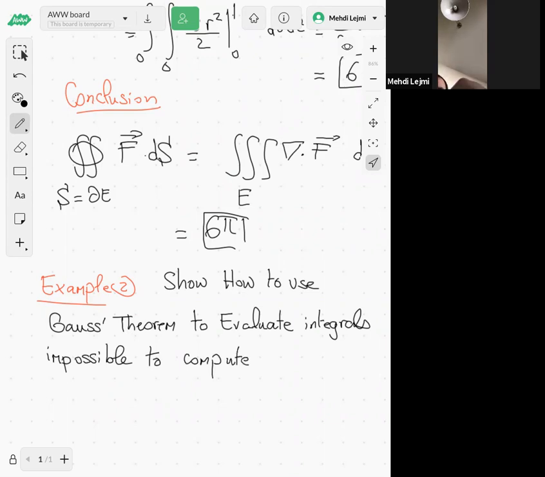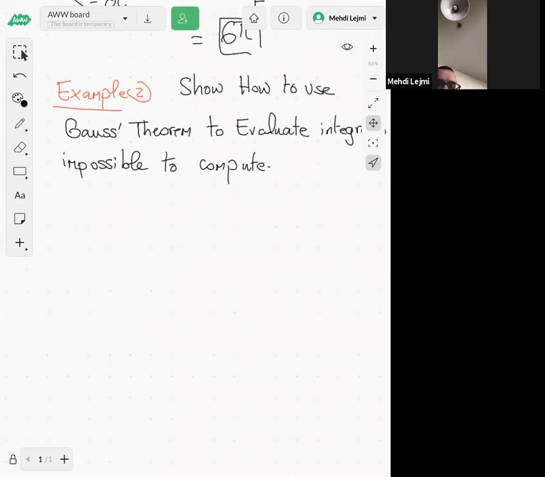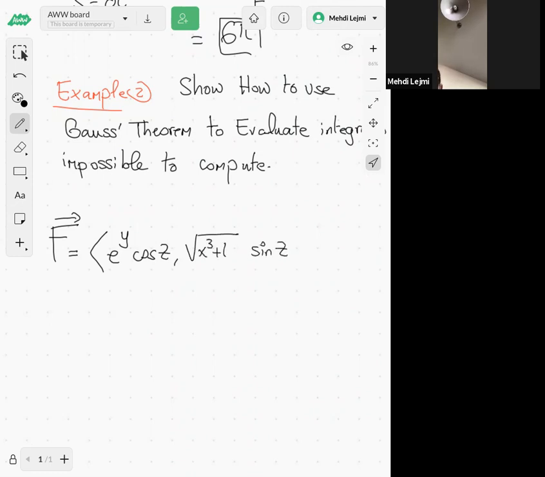Well, so let me show you this example. Let's take a very complicated vector field F. I'm going to take vector field F equal to, let's say, e to the y cosine of z, some weird square root of x cubed plus 1 sine of z, and then x squared plus y squared plus 3. This is my vector field F.